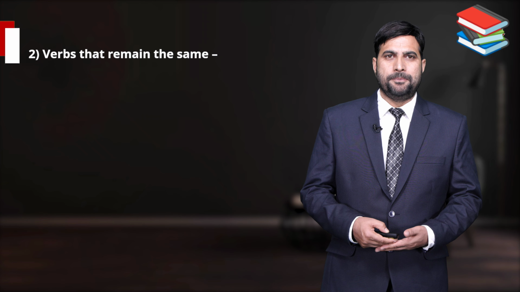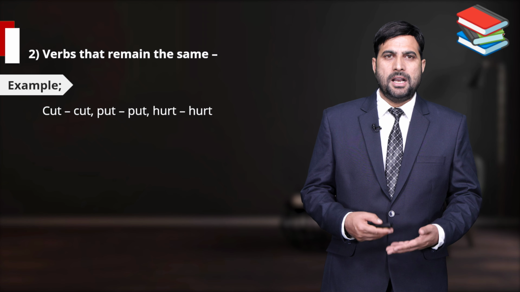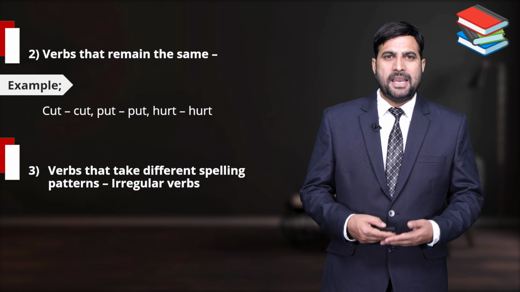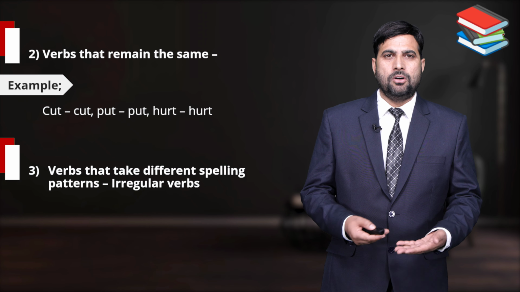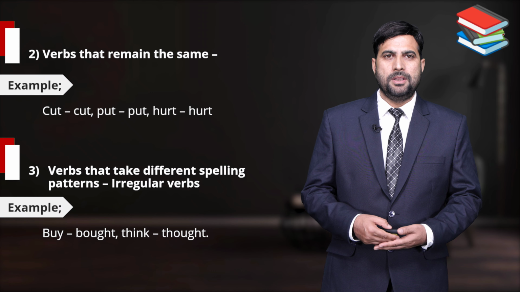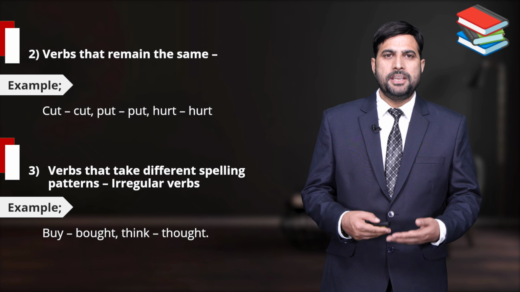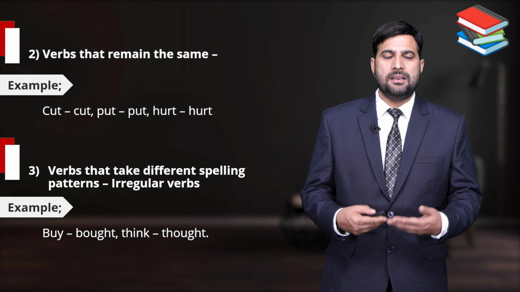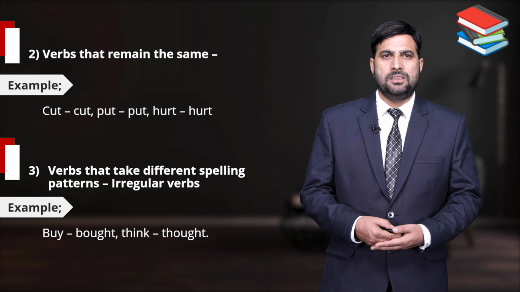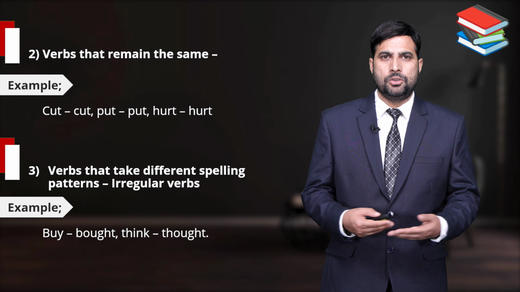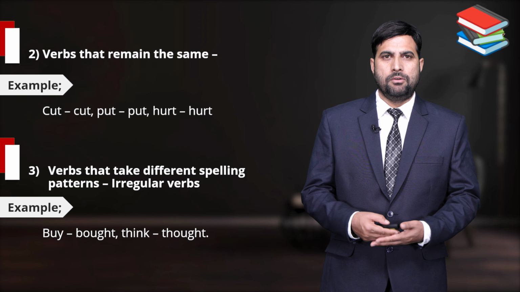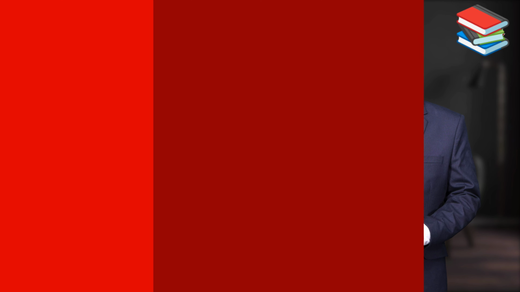Verbs that remain the same. Cut, cut, cut, put, put, put, hurt, hurt, hurt. Verbs that take different spelling pattern are called irregular verbs. For example, buy, bought, bought, think, thought, thought, write, wrote, written, eat, ate, eaten, ring, rang, rung, sing, sang, sung. These are all irregular verbs. There you have to only learn them. There is no rule for irregular verbs because they are different.